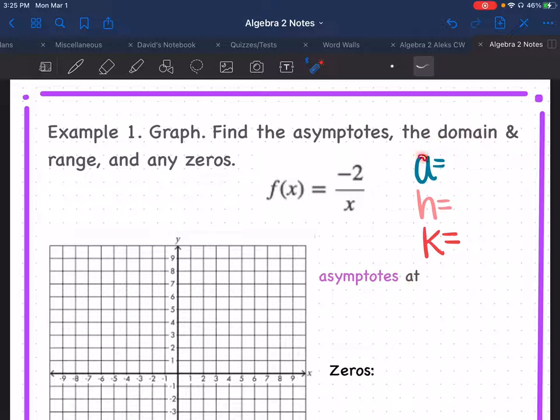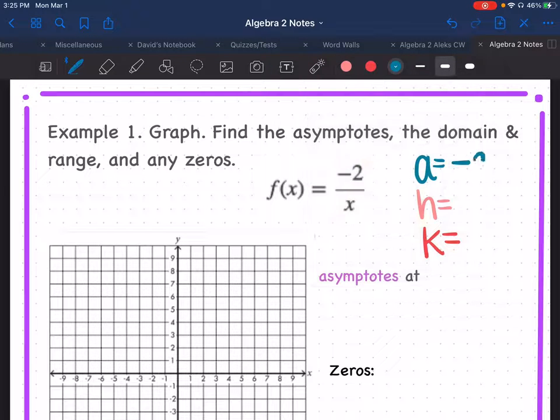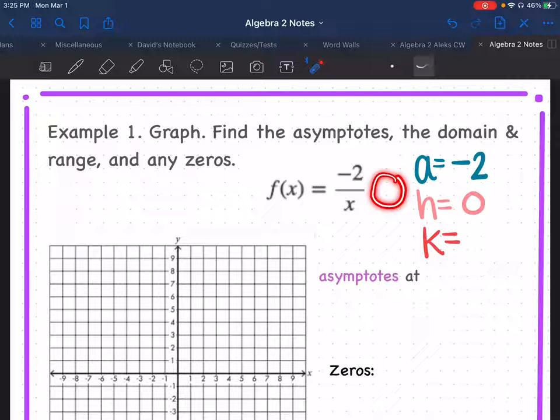So remember, a is always going to be this number that is on top. So my a is equal to -2. My h is going to be the number that's down here with my x, because remember it was x minus h. Well, there's nothing being added or subtracted to my x value, so it is going to be 0. And my k value, remember, should be right here because it said plus k, but there's nothing there. And so I'm going to say that k is 0.